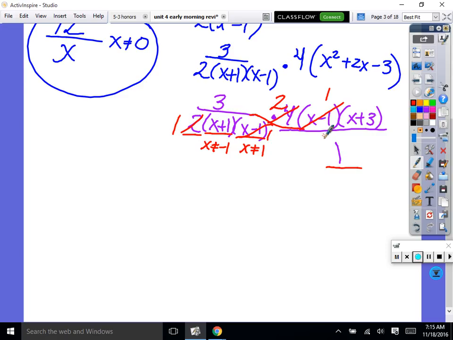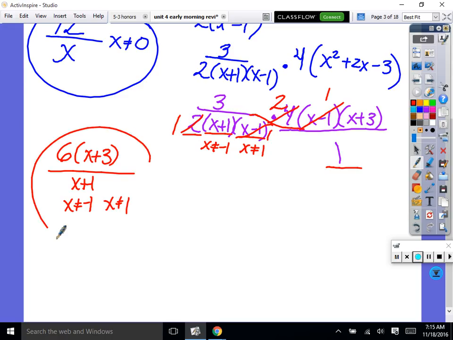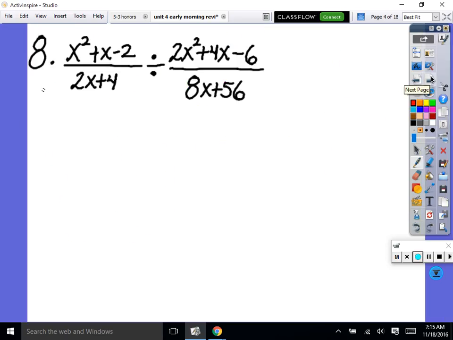Okay, so let's multiply at least 3 times 2 back together. 3 times 2 times 1 is 6. And then we have x plus 3 left on top. And on bottom, we have 1 times x plus 1. That's our answer, as long as x does not equal negative 1 and x does not equal 1. So that was the next section. We'll just be multiplying, and there's more.